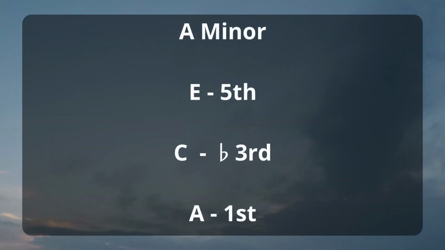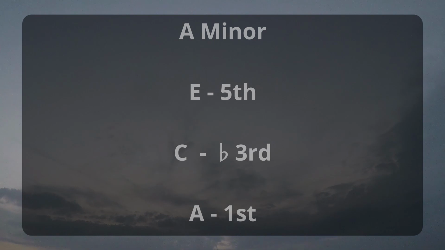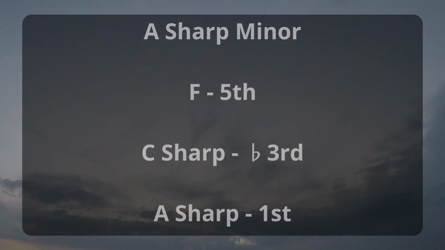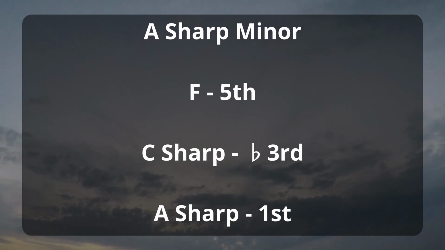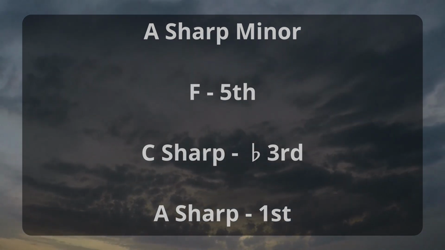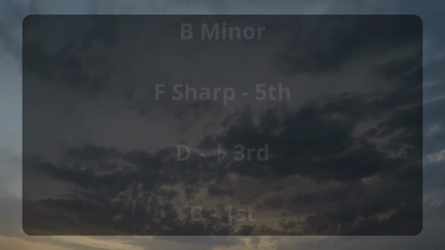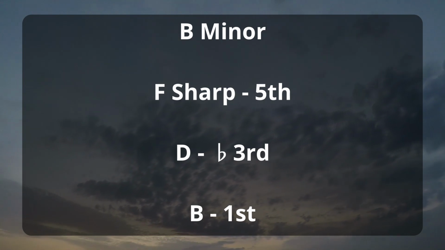Let's start with A minor. It has the following notes: A, C, and E. A sharp minor, A sharp, C sharp, and F. B minor, B, D, and F sharp.